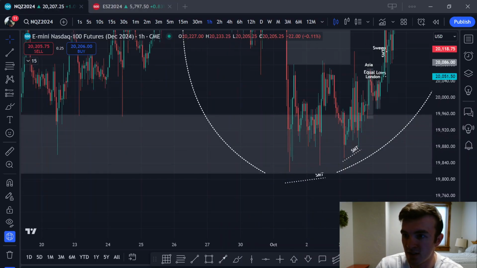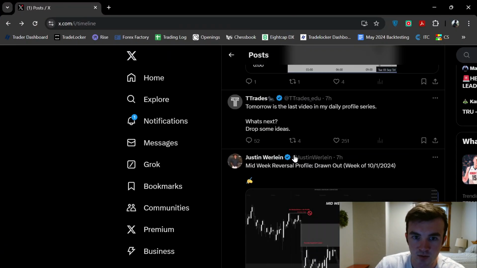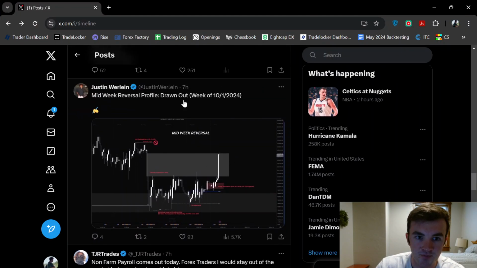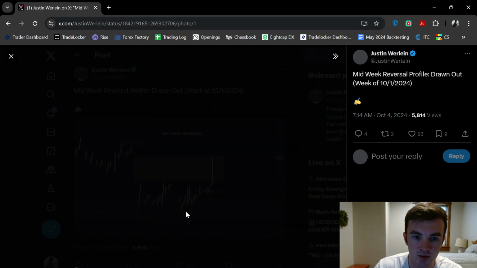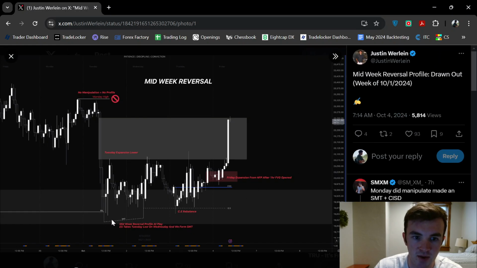So you can see here we have a tweet from Justin where he says, midweek reversal profile drawn out, week of October 1st, 2024. So he marks out the same thing, showing how we have SMT at the bottom of this weekly gap, signifying that we are probably going to have a midweek reversal. And then clearly on Friday, we had this move higher. So that's how you could have known that Friday's NFP was going to expand to the upside.